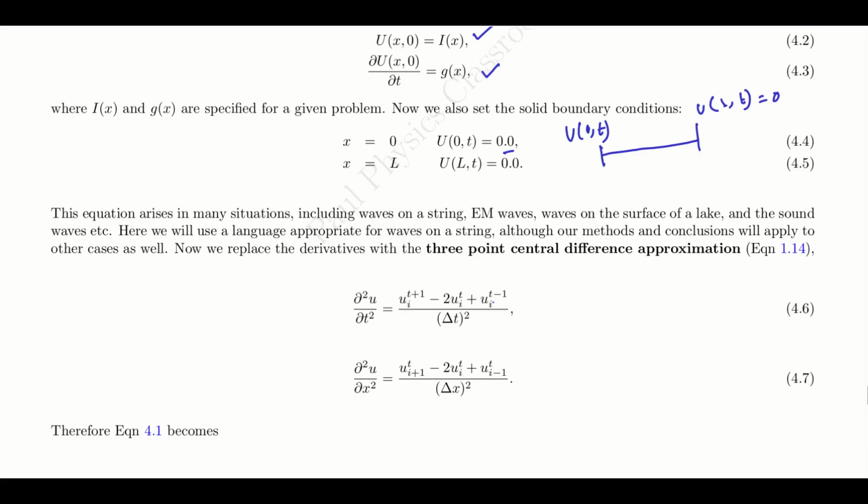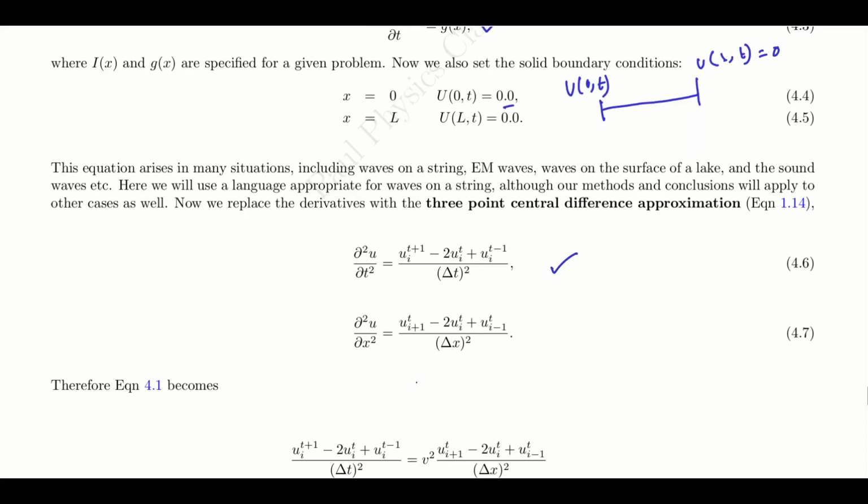d²u/dt² equals (u_i^(t+1) minus 2u_i^t plus u_i^(t-1)) divided by Δt², a second order accurate approximation, and similarly for the space points. Here the space points are i plus 1 and i minus 1 at a given time. Similar thing: here t is changing, t plus 1, t minus 1, and there i plus 1, i minus 1. That is the difference, but it is the same thing, the 3-point central difference approximation.